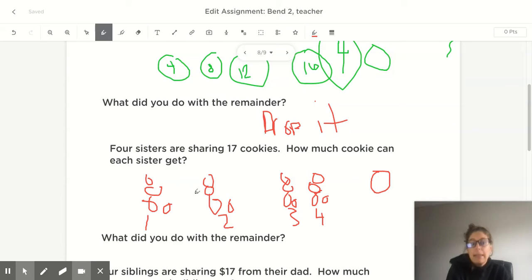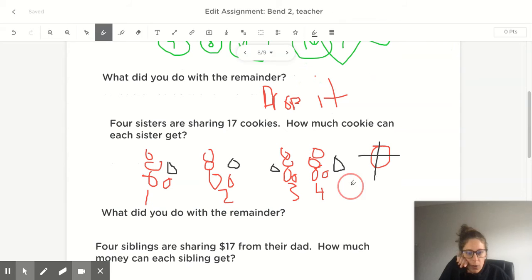I'm not just going to leave the cookie, right? The sisters want that cookie. So I'm going to share this cookie, and I'm going to share it by actually splitting it up. I'll take this cookie and I'll break it, and each sister will get a little triangle piece of cookie.